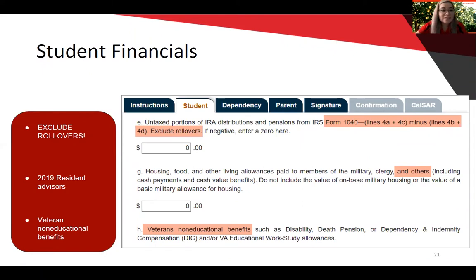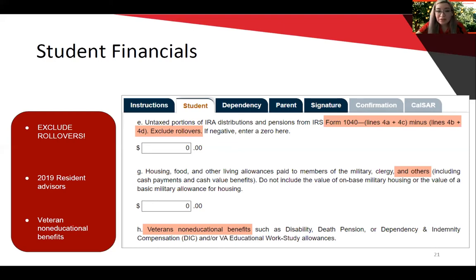For this section, you're going to be reporting any untaxed portions of IRA distributions or pensions. To locate this information, you're going to have to reference back your tax return forms for 2019, your 1040. You're going to look at lines 4A and 4C. I don't know if you have it with you, but you're going to see that lines 4A and 4C are right on top of each other. You're going to take the top and bottom, 4A and 4C, add that up, and put that amount to the side.